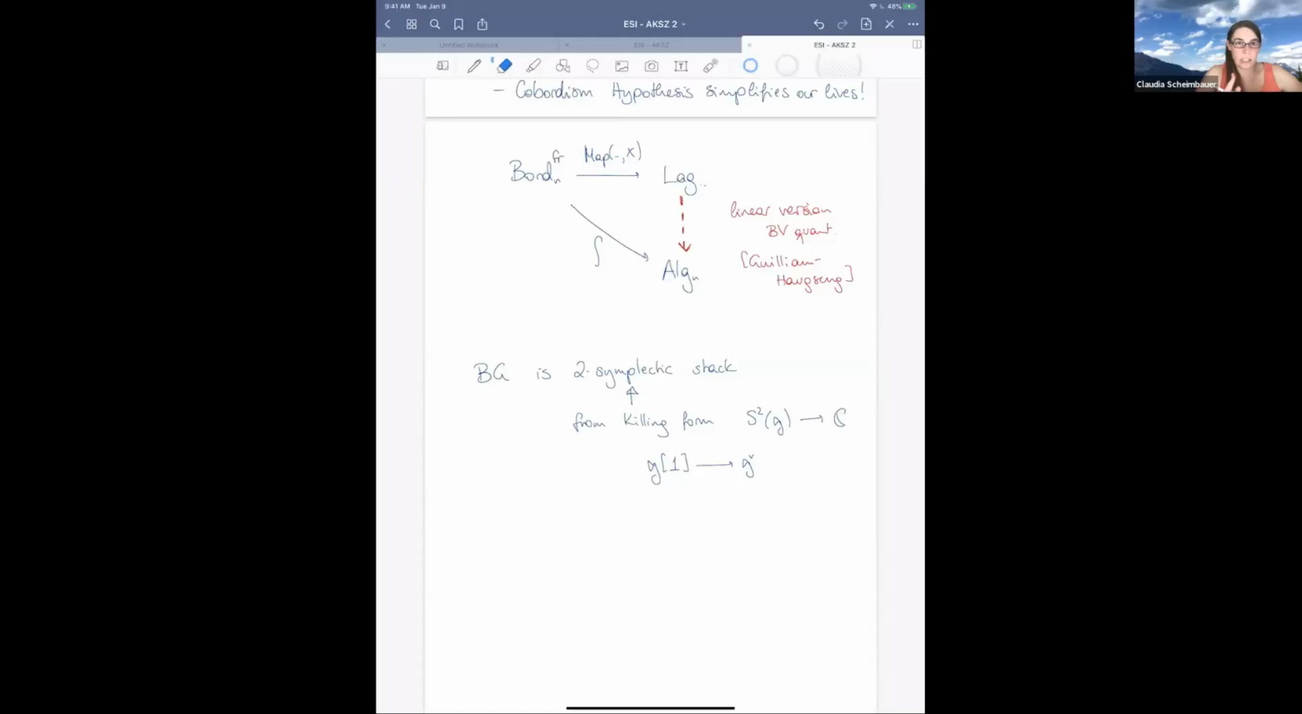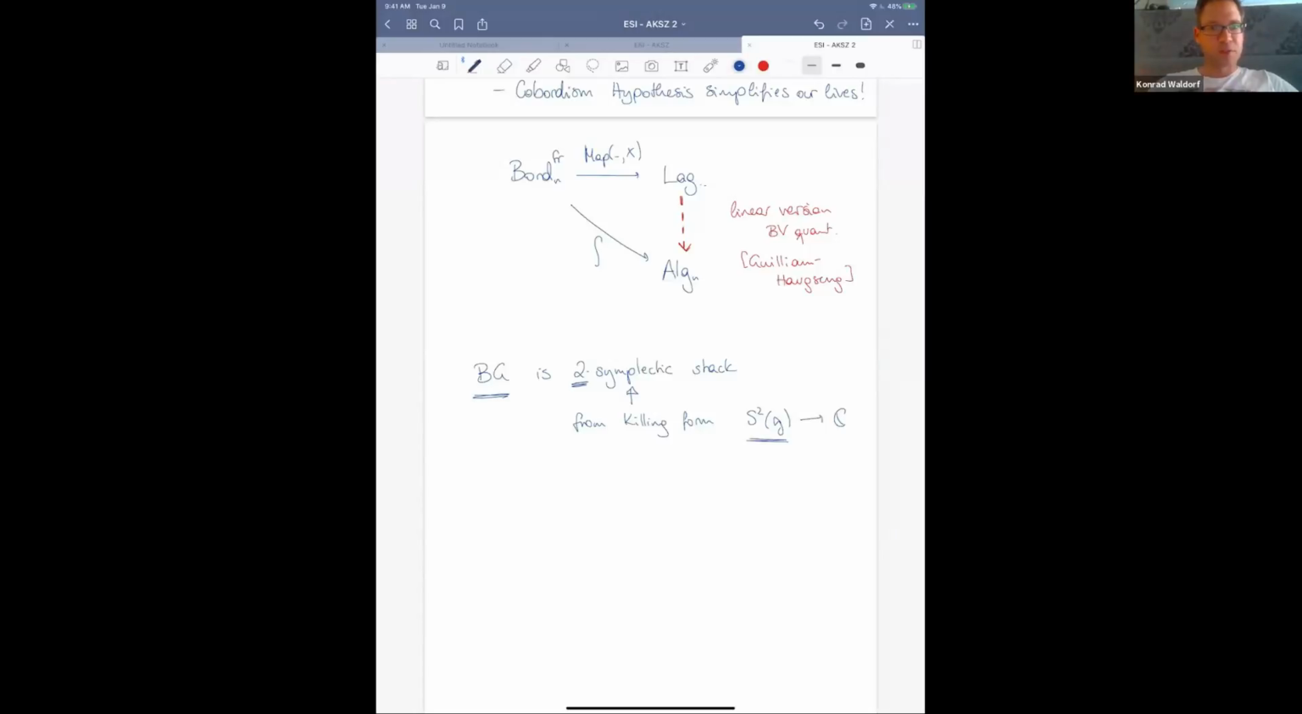Maybe I'll show you the exercise afterwards, but the point that I want to make is that you get this two because this Killing form is actually symmetric on G, but then if I add a shift, it becomes alternating. And so it will actually give you an alternating thing on G shifted by 1, and G shifted by 1 is exactly the tangent of BG at a point.